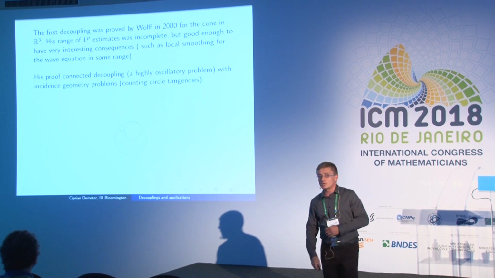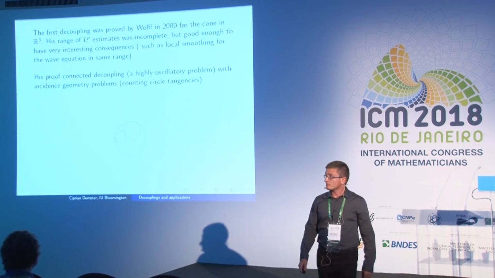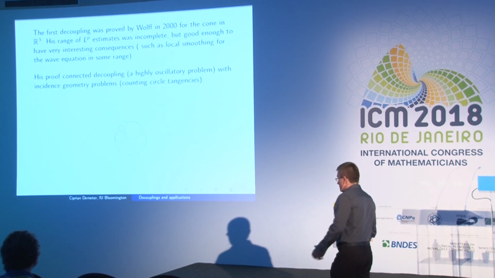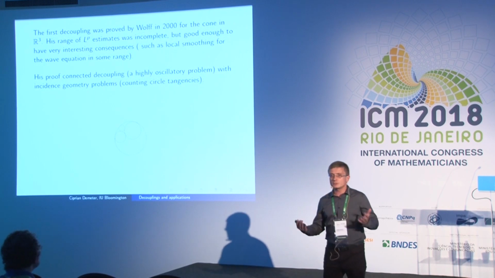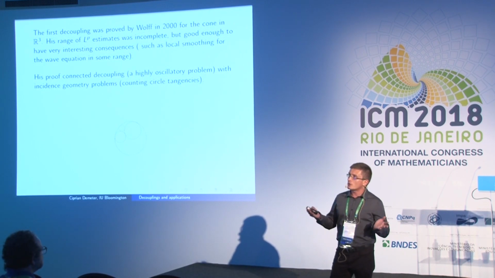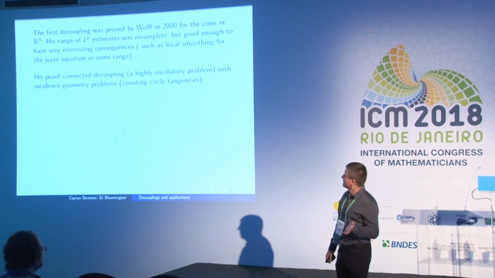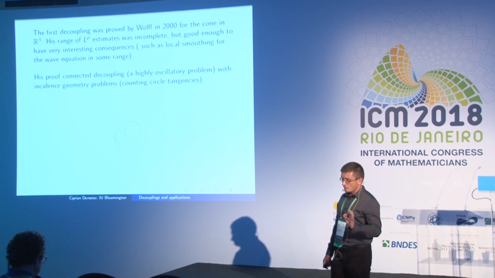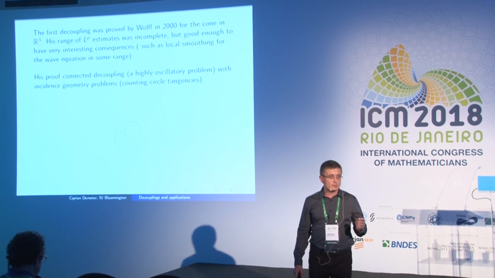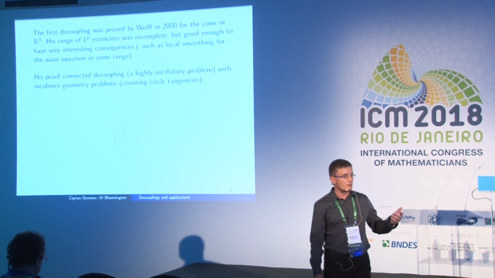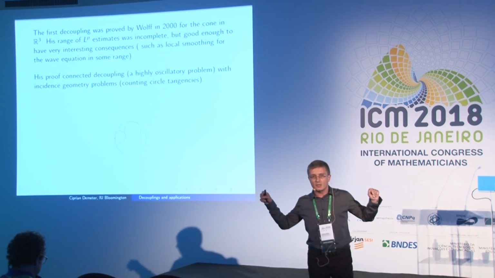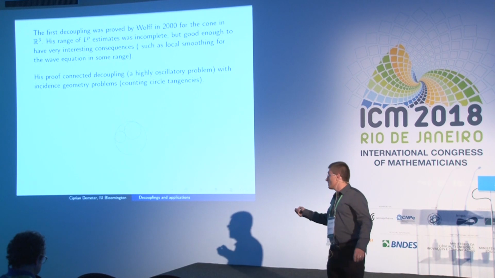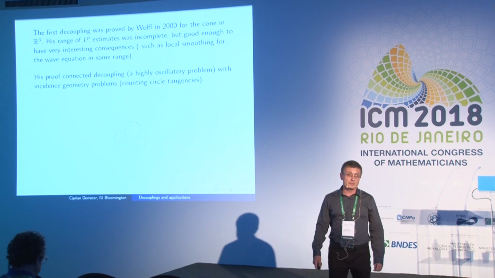The first decoupling was proved by Tom Wolff in 2000. And he essentially came up with this technology and proposed this technology and argued that you can do lots of things with it. He looked at the cone in 3 dimensions. He didn't prove the estimate for the whole range, but he has already done something remarkable. In particular, he connected this highly oscillatory problem. Whenever you have something involving the Fourier transform, things oscillate a lot. He connected it with things from incidence geometry.